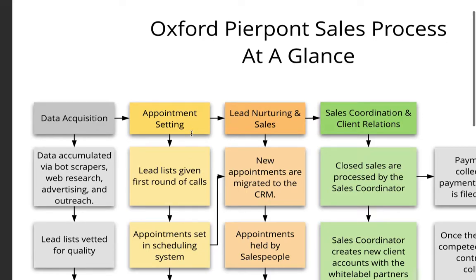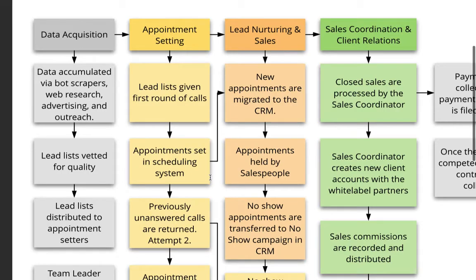So, appointment setting. Once a lead list is given to the appointment setters, they'll go ahead and make the first round of calls. And in that process, they're just going down the list, making as many calls as they can, and setting appointments with as many people as they can. And during this process, they'll also identify any numbers that are bad, any leads that are just junk leads, and mark them as such. From there, the appointments end up going into our scheduling system.